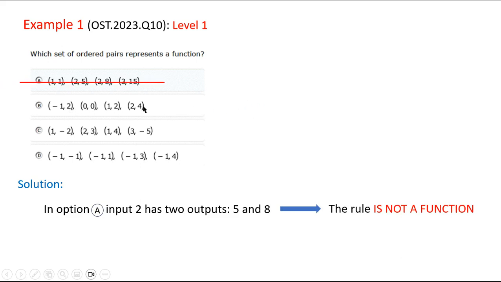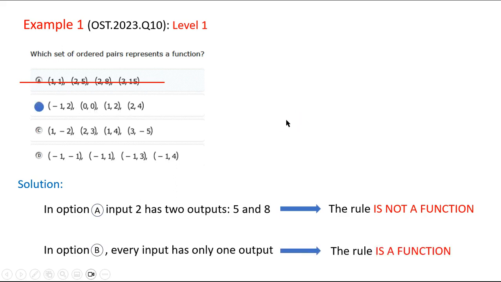Let's look at the second set here: -1, 2; 0, 0; 1, 2; 2, 4. So that is a function. See, -1 has only one output, 0 has only one output, 1 has only one output, 2 has only one output, so that works. So now let's look at these other ones.